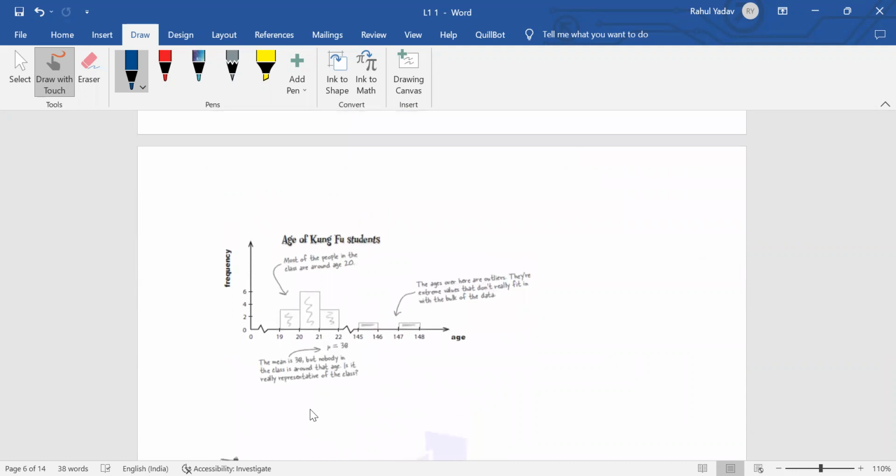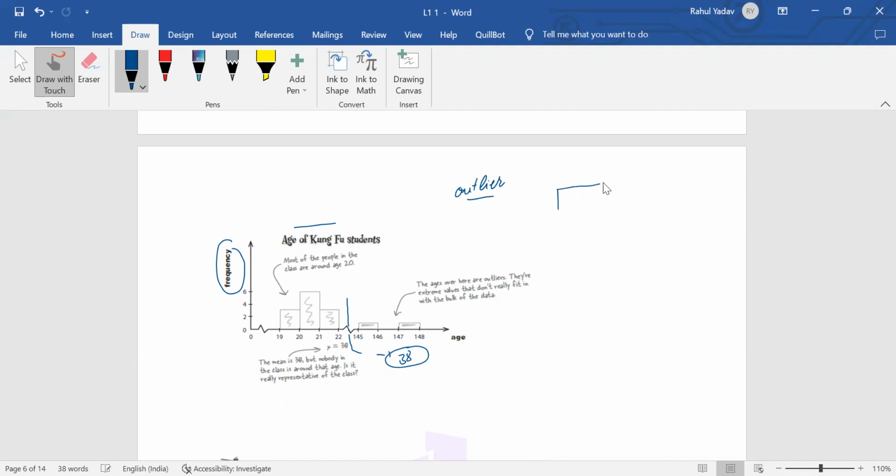Now understanding why this error arises, or what made this error happen. This is the histogram again. This was the age for the Kung Fu students. This is the frequency, and we can see the mean is coming out to be like 38 for this point. So we have something defined as an outlier.